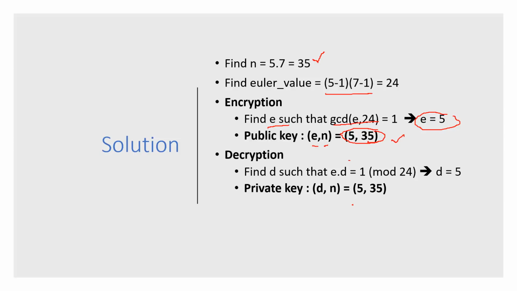Given this e, we want to find a d such that e times d is congruent to 1 mod 24. In this case, we choose d to be 5. If you look at this, e is 5, d is 5, so 5 times 5 is 25, minus 1 is 24, which is divisible by 24. This means e times d is congruent to 1 mod 24. So the private key pair is d, n, which is 5, 35. In this case, it turns out that e and d are the same, but they don't have to be the same.